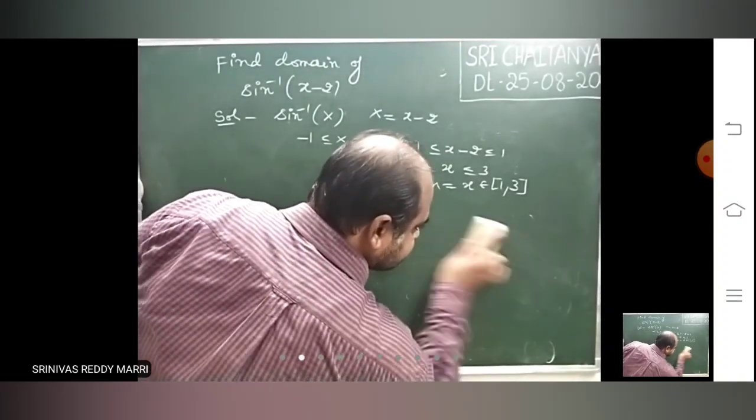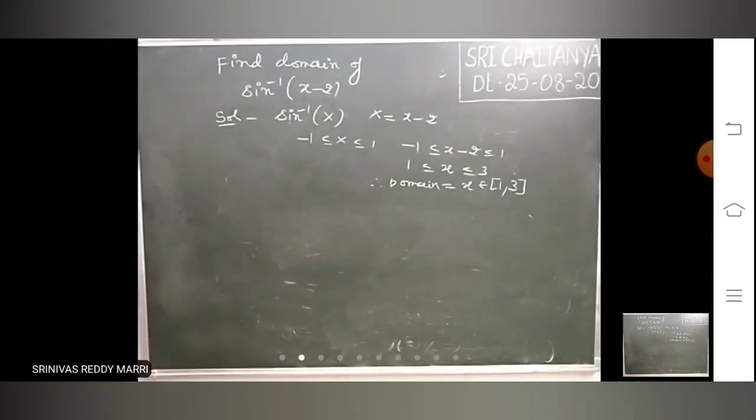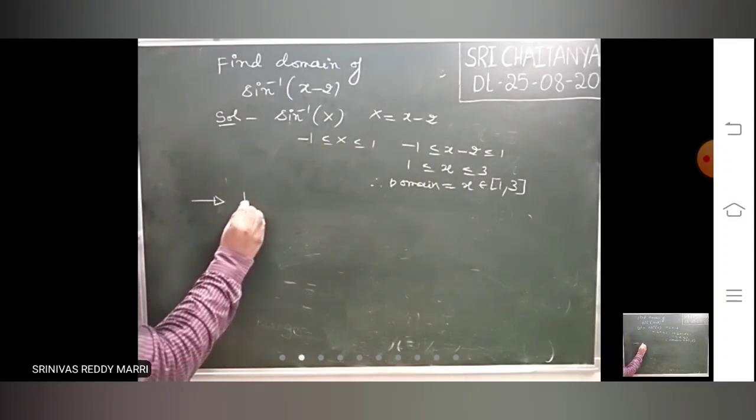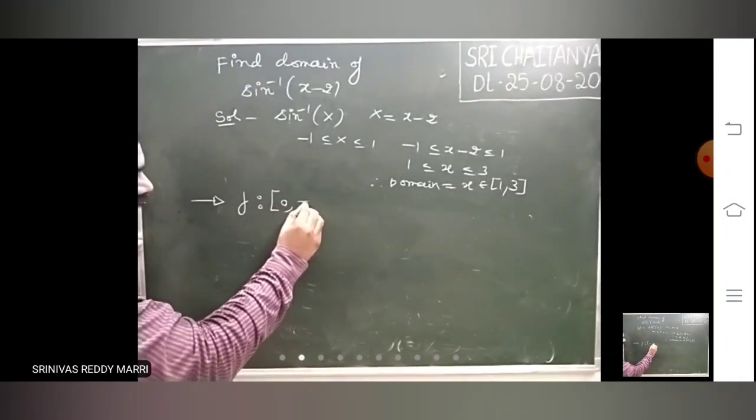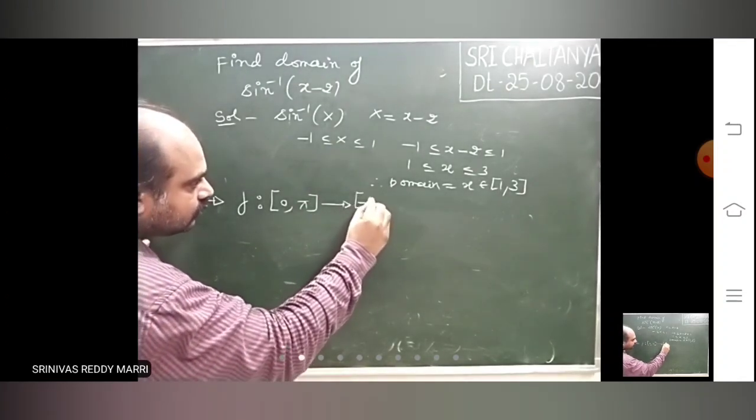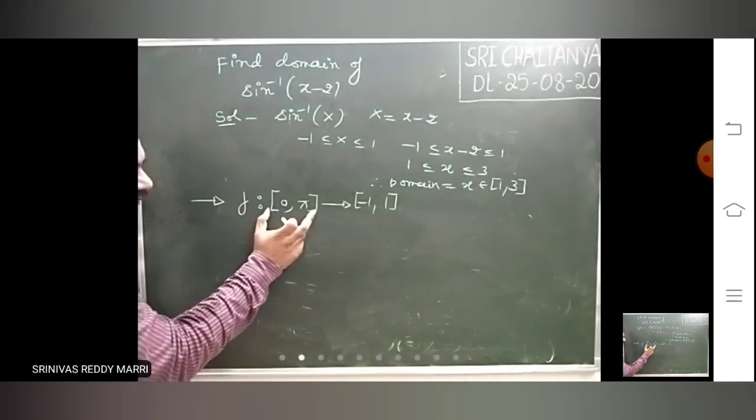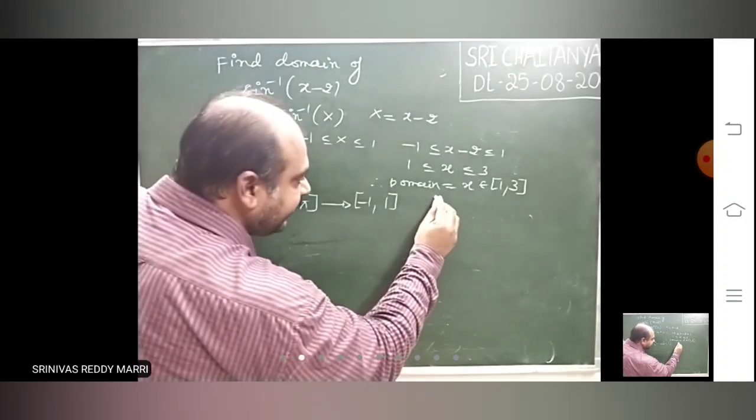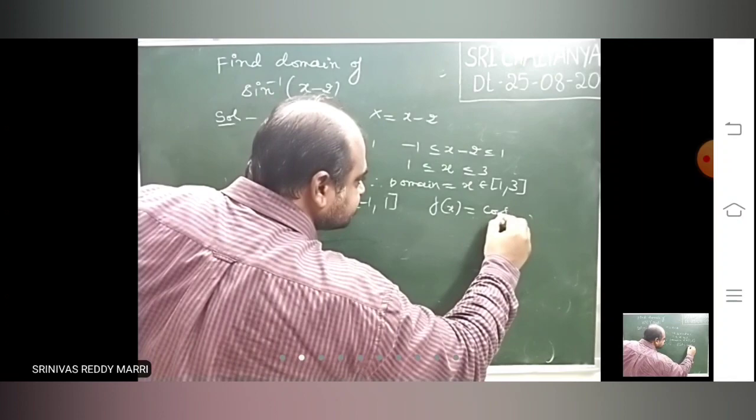Next, that is about inverse function, sine inverse function. Next, suppose f maps 0 to pi to -1 comma 1. If you take a function whose domain is 0 to pi and range is -1 to 1, defined by f of x equal to cos function.